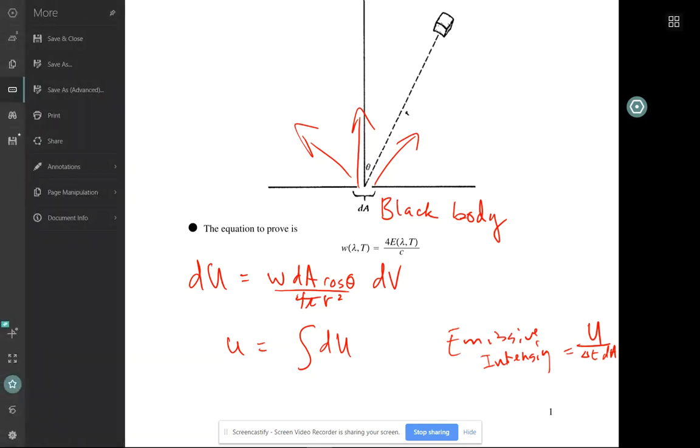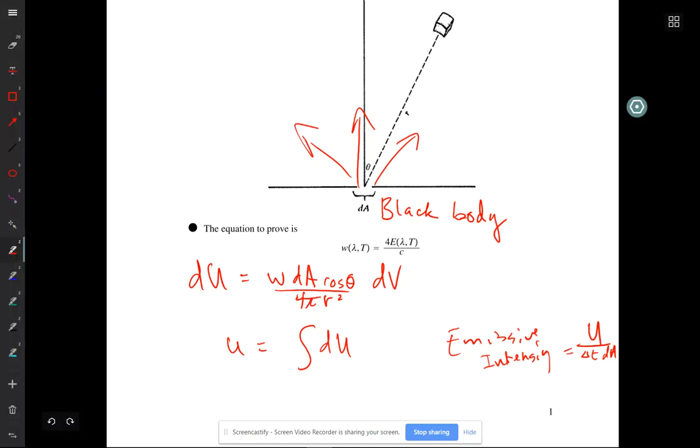Could you explain really quick why you integrate from 0 to pi in the... It's actually 0 to pi over 2. Yeah, for the theta. But why for phi do you integrate from 0 to pi? 0 to 2 pi. I did that.